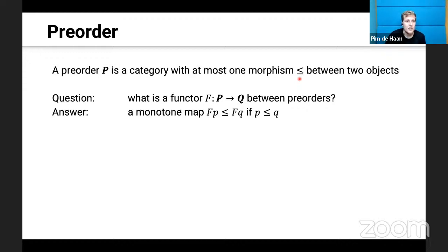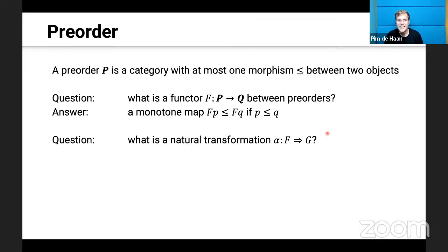Yes, indeed. So a functor is a monotone map because whenever we have a morphism from P to Q, we need to have a morphism from f of P to f of Q. And because there's only one morphism, the composition rule is automatically satisfied. So any monotone map is a functor between pre-orders.